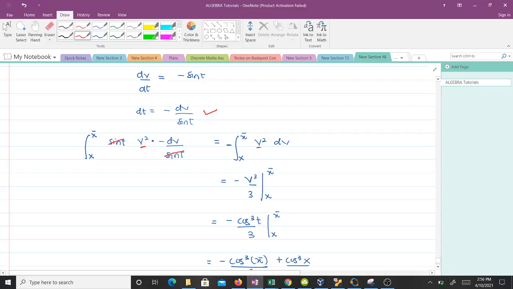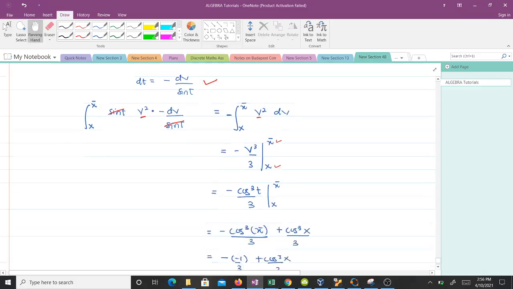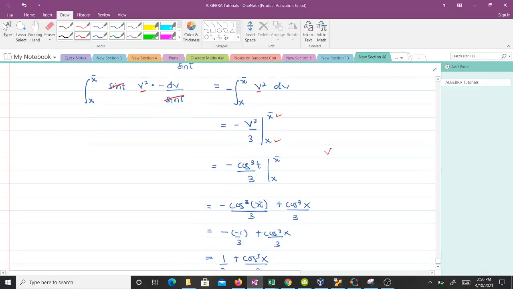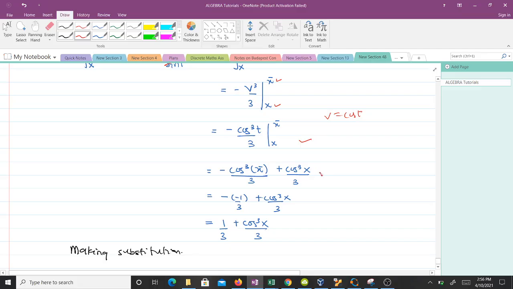So when you integrate, you get minus v cube over 3. Limit of integration is from x to pi, but v is what? Cos t. So when you make substitution, we get this. Then when we put in our limit of integration, we get this. So evaluating it, cos cube pi will give us negative 1. So we get negative negative 1 over 3, which is 1 over 3, plus cos cube x over 3. That's for the second part.